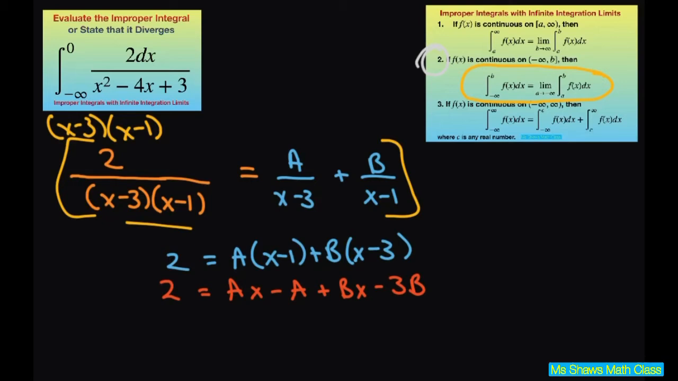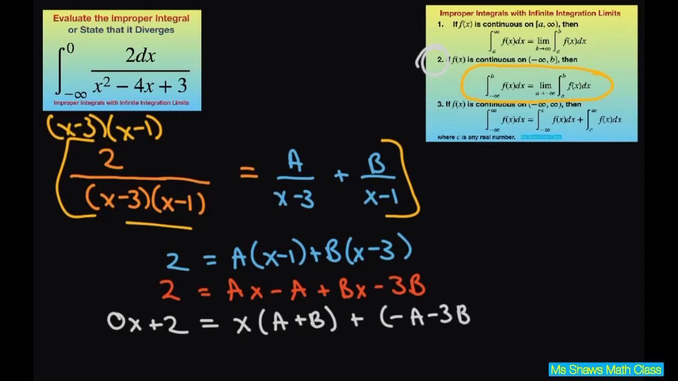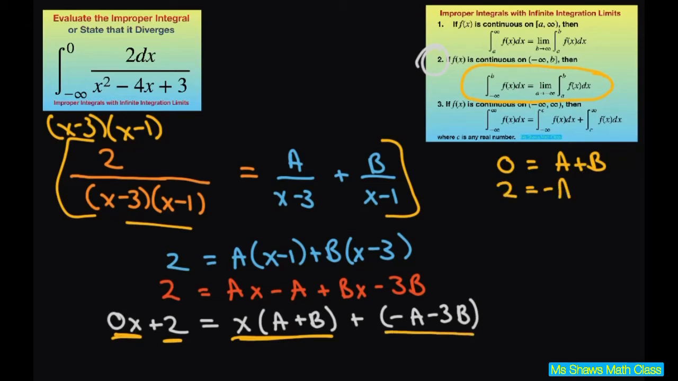So equating coefficients, I can write this as 0x plus 2 equals, we have the x, and that's going to be A plus B. And then we're going to put plus negative A minus 3B. So this part goes with the 0x. So 0 equals A plus B. And this 2 goes with this one. So we have 2 equals negative A minus 3B.